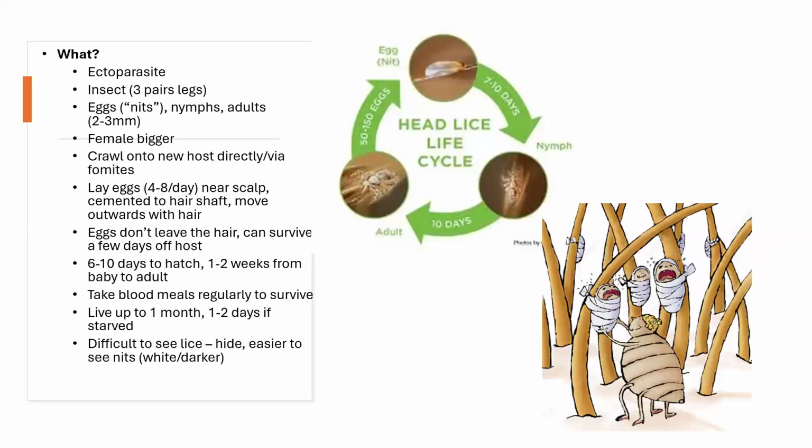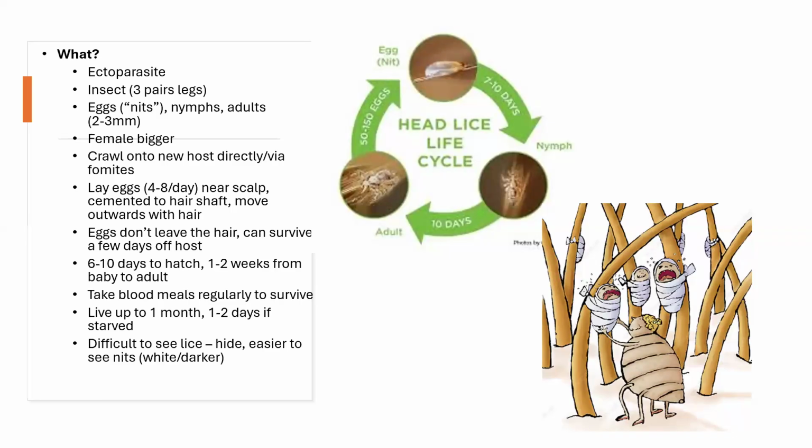What is the louse? It's an ectoparasite. It is technically an insect because it has 3 pairs of legs. What people generally call nits are actually the eggs, usually the empty eggs, which are left on a shaft of hair, and that's what you would see. Then there's nymphs, and then there's the adults, which are about the size and appearance of a sesame seed, 2 to 3 millimeters. Females are bigger than the males.